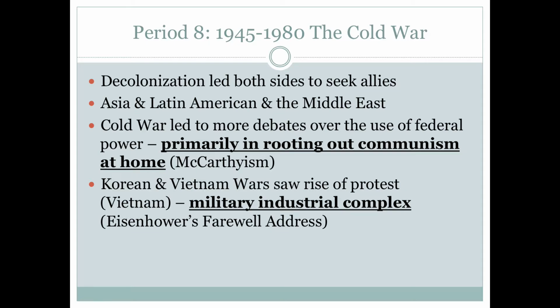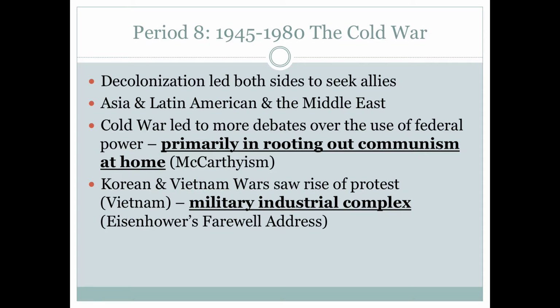McCarthyism would be the example of that. You have the House Committee on Un-American Activities, or as we like to call it, HUAC, where they start to see communism everywhere, especially in the movie industry. Hollywood will get very much attacked as creating communist type of propaganda to influence young minds to turn to communism.